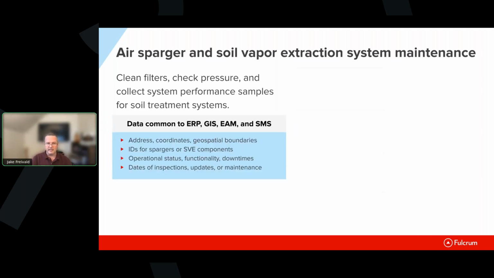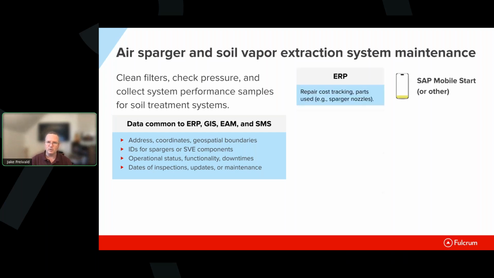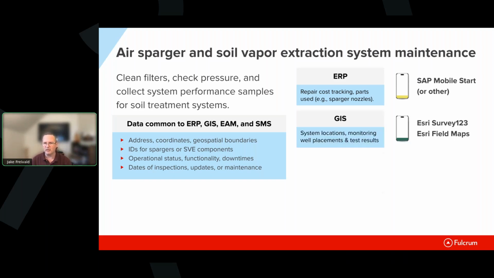I'll start with the common data, and again, it's very similar. The locations and IDs for the various components that you've got are going to be important in different places. The operational status is going to be important to pretty much everybody, and the dates are too. So all of that stuff is common, and you're going to use these same individual mobile apps to capture some of the information for each of the applications we're talking about. So here's your ERP with cost tracking for the repairs that you're making, and the GIS apps for things like locations and well placements.